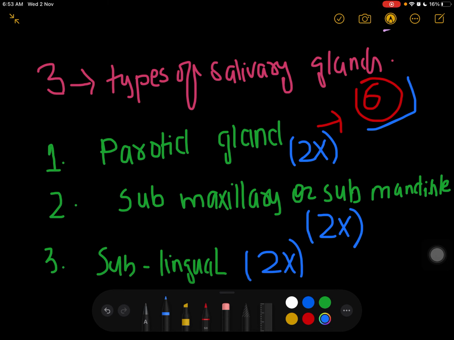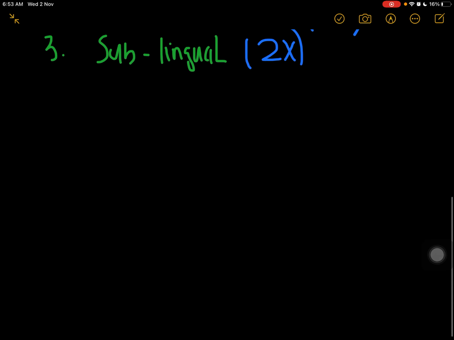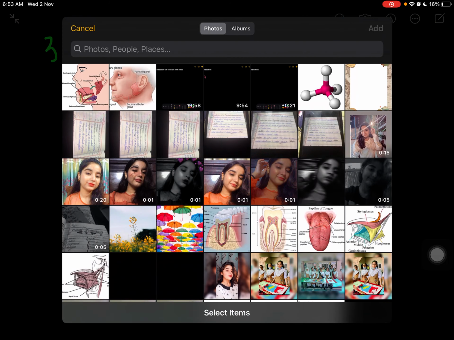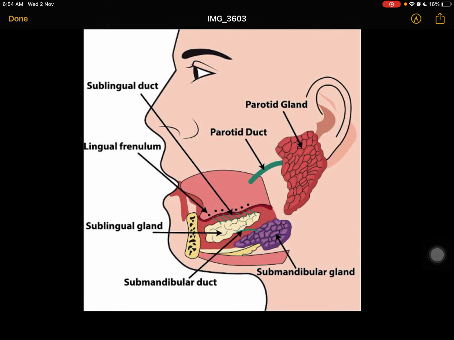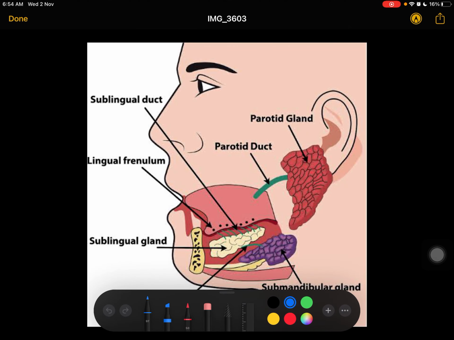Now let me show you the location of each of these salivary glands. I hope this is clear. In this video you can easily see where the parotid gland is present. It is present below the ear, below the earlobe.